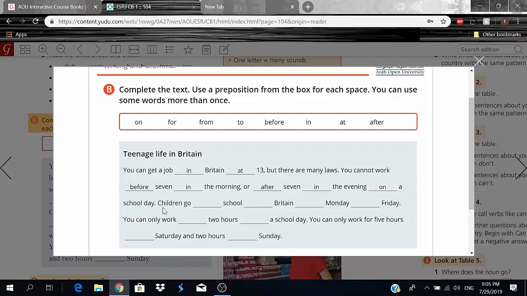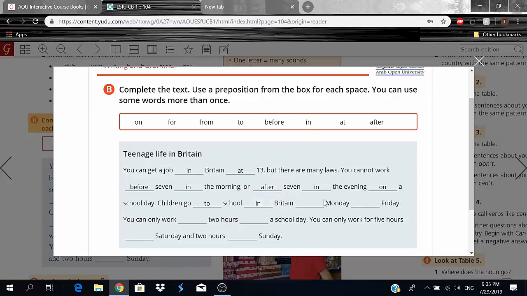Children go dash school dash Britain dash Monday dash Friday. So children go to. I use "to" with school as a fixed phrase, or simply a time or day, not time of day. Time of day we're going to use "in," so the evening, the morning, but time or day. So children go to school in, in Britain. I told you guys, "in."